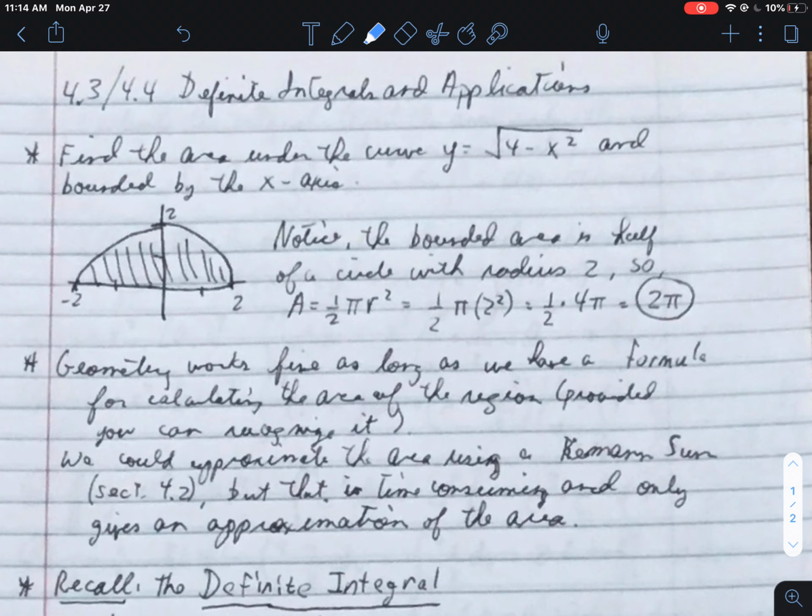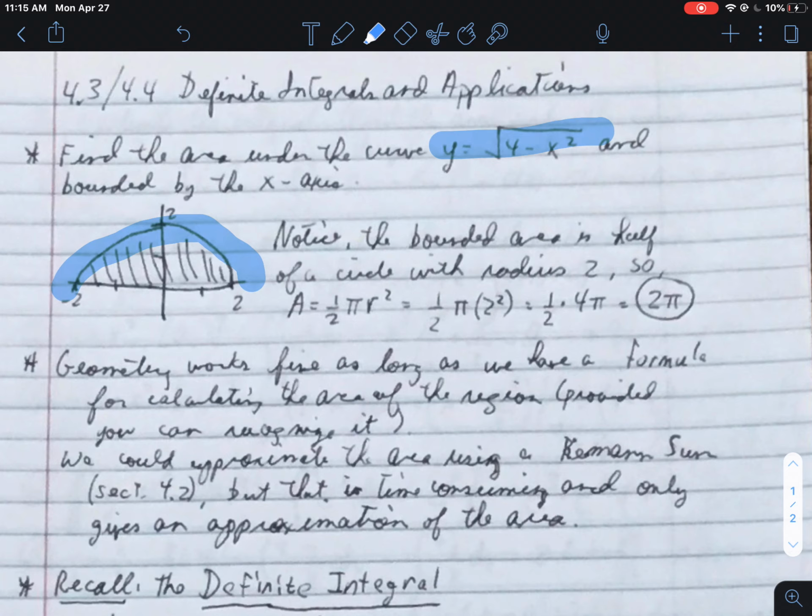So just to remind you of how that went, I'm looking at this first example. I'm finding the area under the curve of the graph of y equals the square root of 4 minus x squared. If you graph that function, you would see that this is a curve that intersects the x-axis at negative 2 and 2. It also intersects the y-axis at 2. So recognizing that that is really just half of a circle whose radius is 2, I can give you the area of that region.